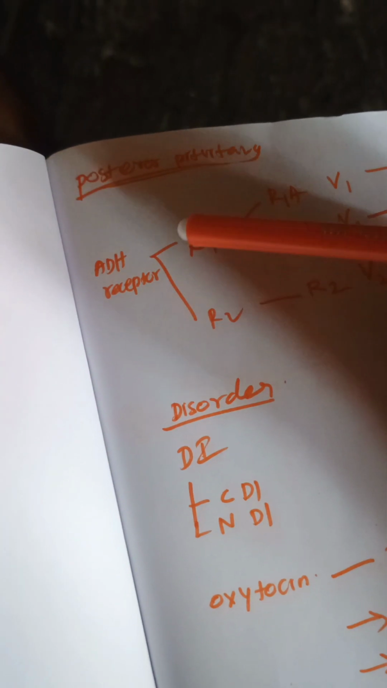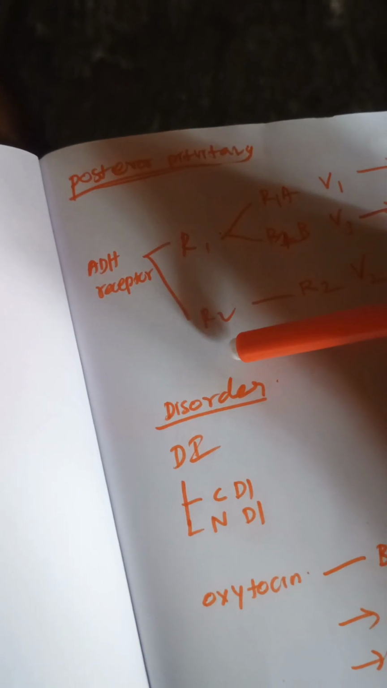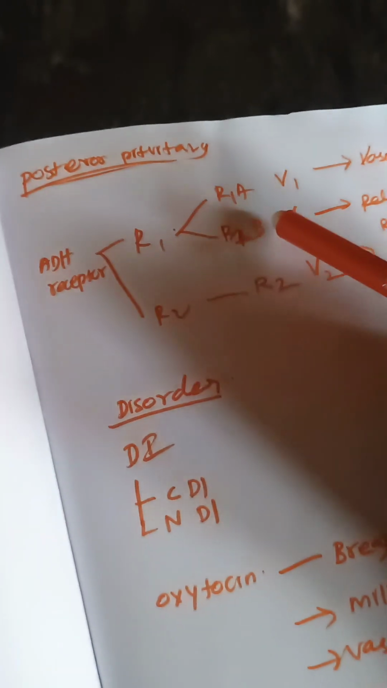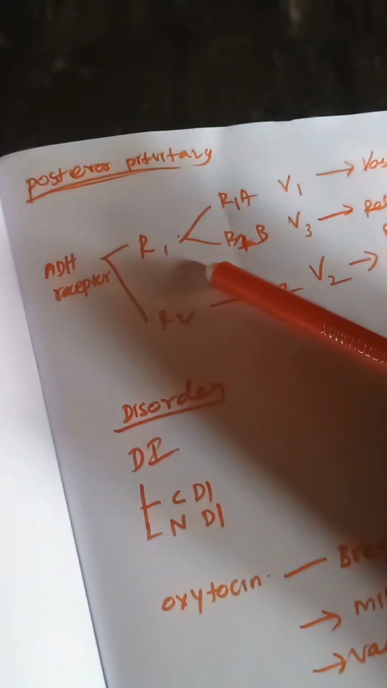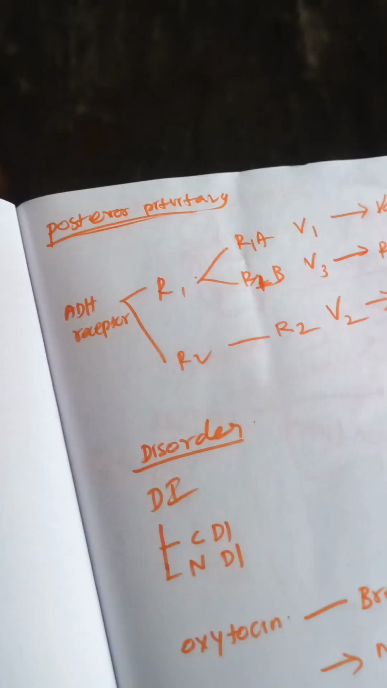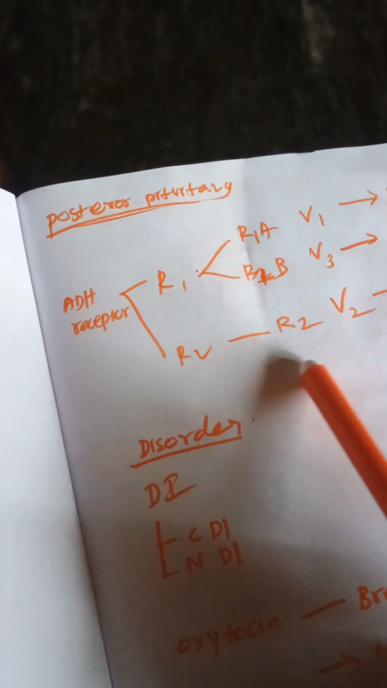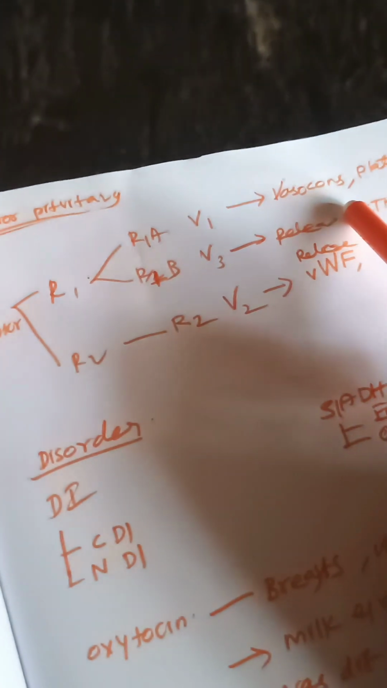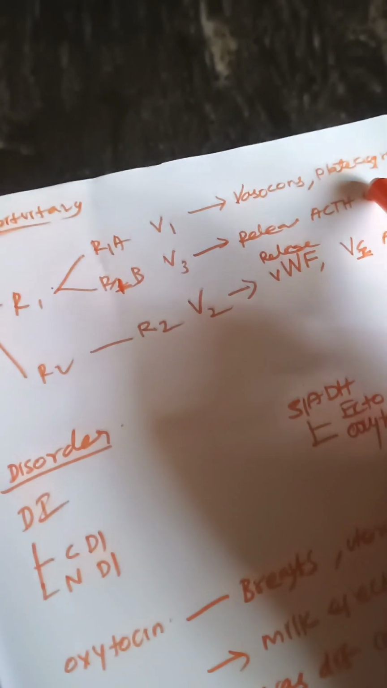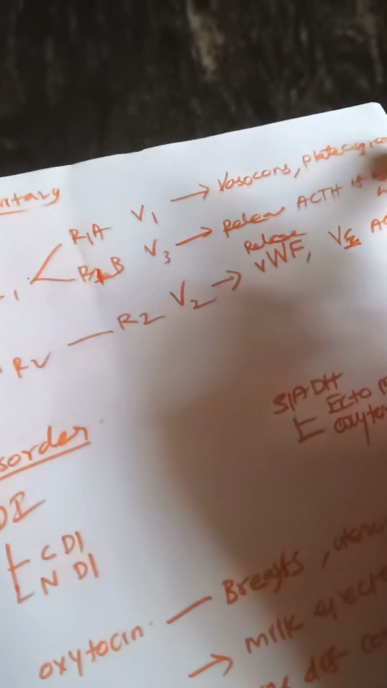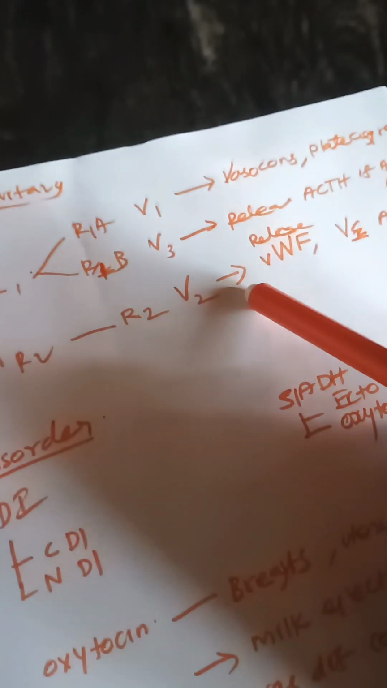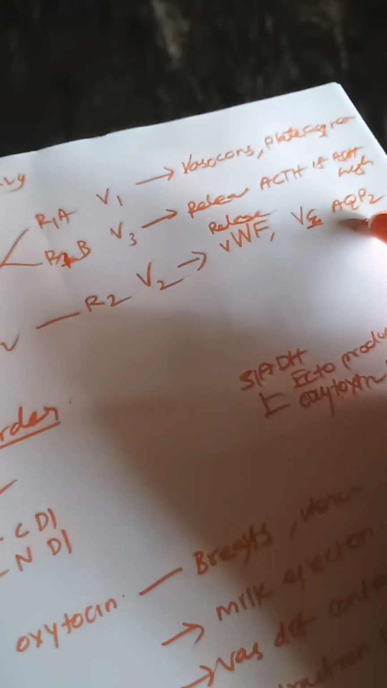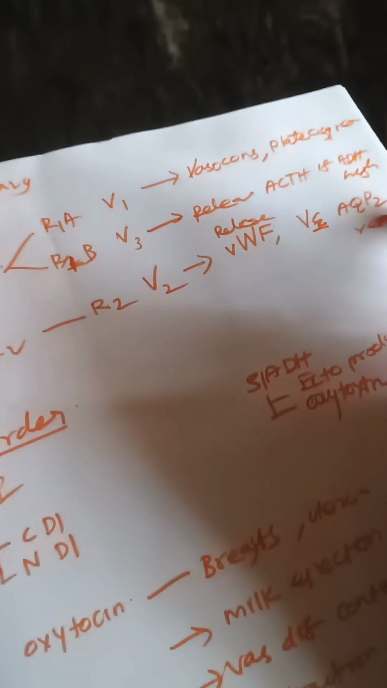The ADH receptor has two types, R1 and R2. R1 is again divided into R1A and R1B. R1A is called the V1 receptor, R1B is called the V3 receptor. The R2 receptor has only the V2 receptor. The V1 receptor is for vasoconstriction and platelet aggregation. Then V2 is for von Willebrand factor release and acts on the receptor in the distal nephron.